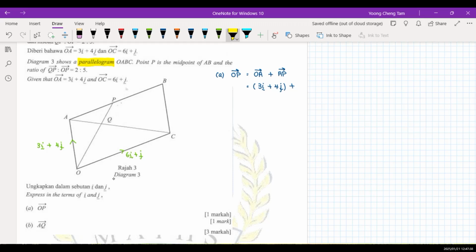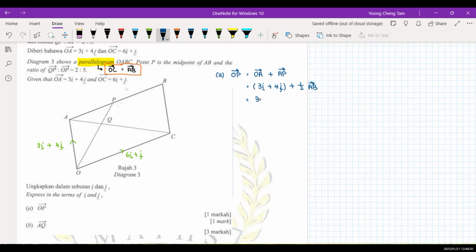So from this information, we can say that vector OC is equal to AB, right? Because the direction is the same and they are opposite to each other. So if you look at AP, AP is half of AB, right? Because P is the midpoint of AB. And later, we need to use this information, OC equal to AB, to find the vector AB. Okay, so now let's go to the next step.